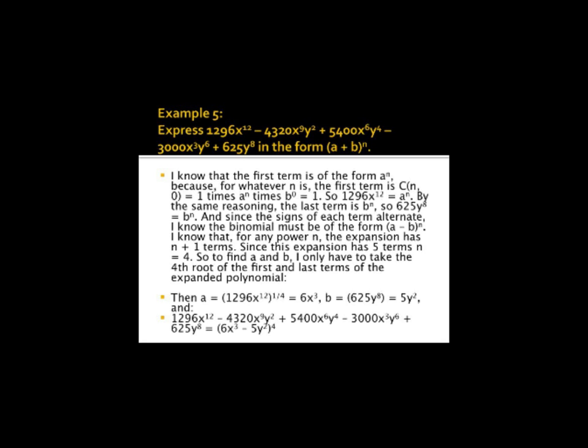So to find a and b, I only have to take the 4th root of the first and last terms of the expanded polynomial. So a is equal to (1,296 x to the 12th) to the 1/4, which is equal to 6x cubed, and b is equal to (625 y to the 8th) to the 1/4 power, which equals 5y squared. So the expansion is equal to the binomial (6x cubed minus 5y squared) to the 4th.